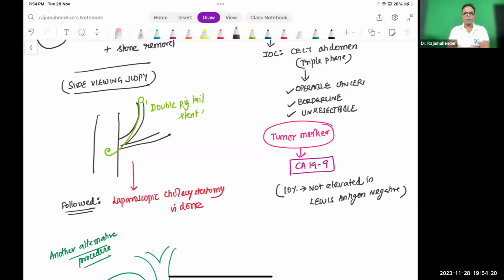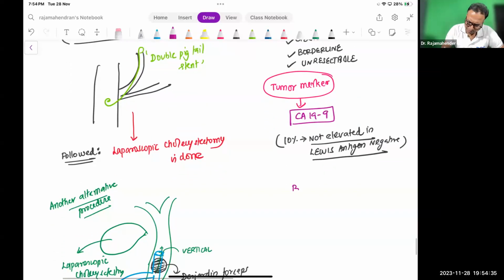So that is a very interesting point. They have false negative values. CA19-9 is not elevated in Lewis antigen negative cases. Please don't forget this point. So CA19-9 is the tumor marker of choice for pancreatic cancer. For bile duct cancer, what is the tumor marker? For bile duct cancer, we should do CA19-9 and also CEA. Both are done for bile duct cancers.